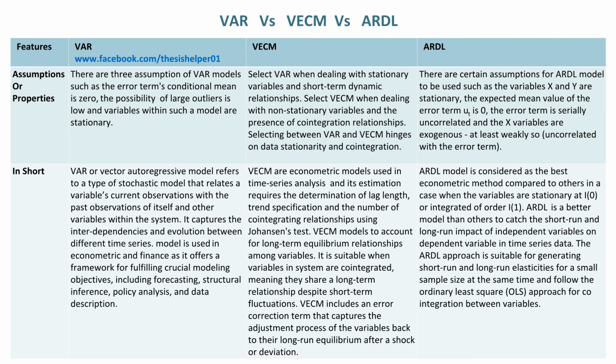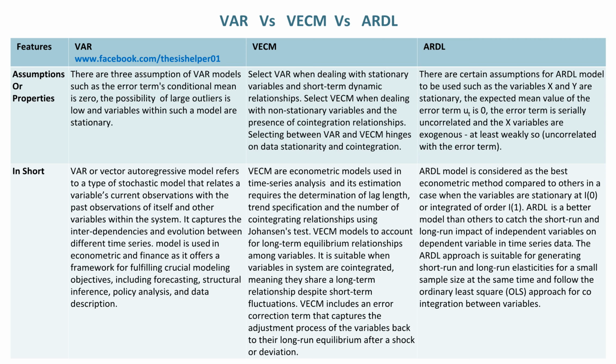In short, the VAR or vector autoregressive model refers to a type of stochastic model that relates a variable's current observations with the past observations of itself and other variables within the system. It captures the interdependencies and evolution between different time series. The model is used in econometrics and finance as it offers a framework for fulfilling crucial modeling objectives, including forecasting, structural inference, policy analysis, and data description.